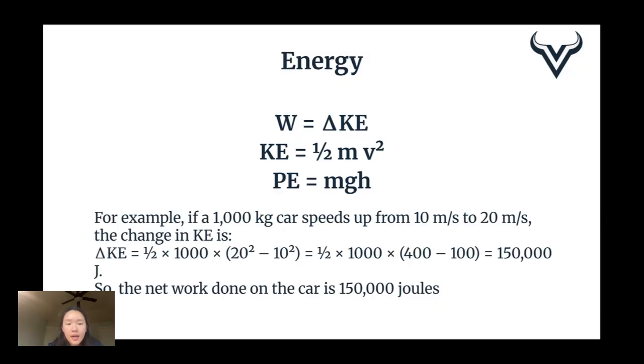Now let's do a quick practice. For example, if a 1000 kilogram car speeds up from 10 meters per second to 20 meters per second, the change in kinetic energy is as follows. If you do the calculations, you get 150,000. So the net work done on the car is 150,000 joules.